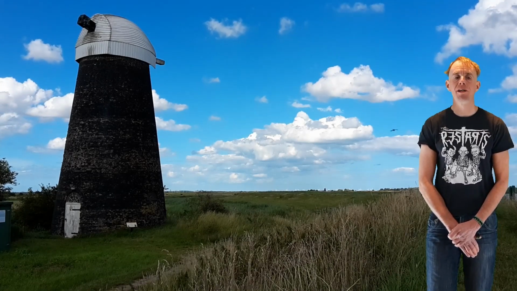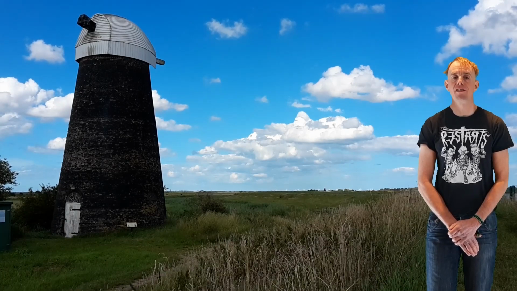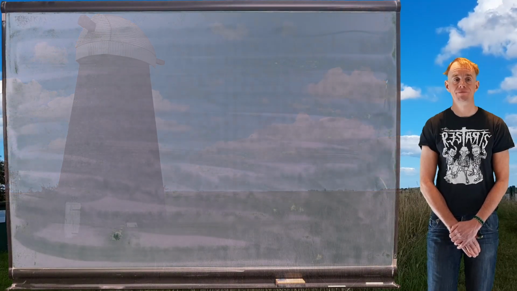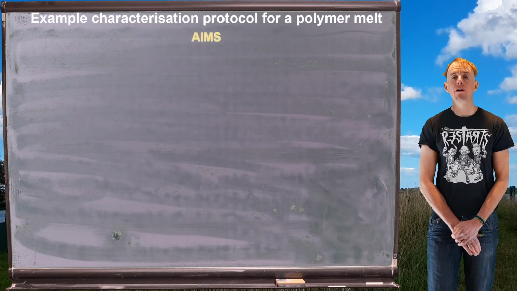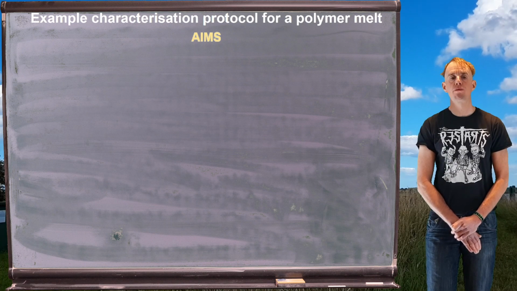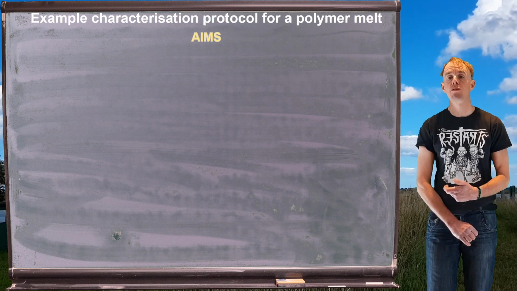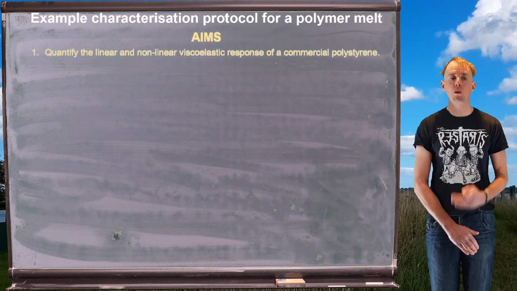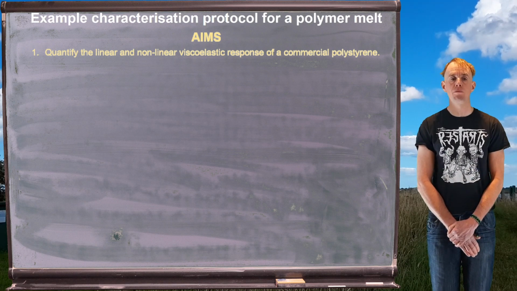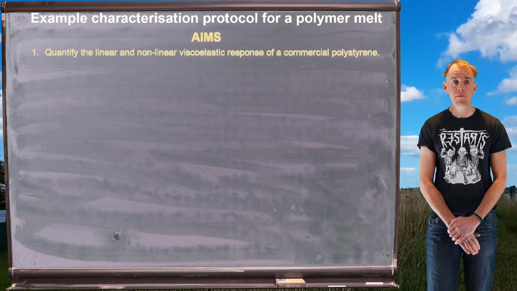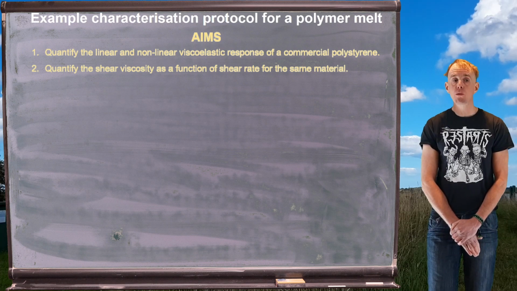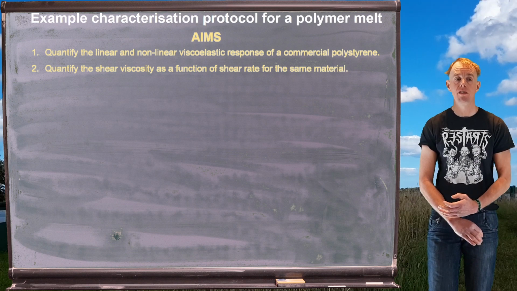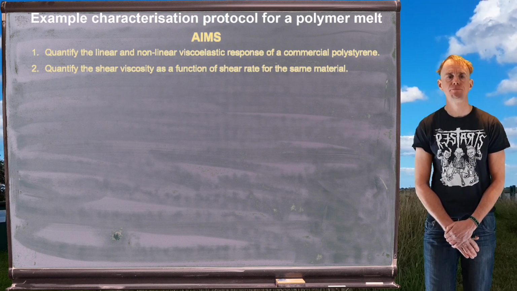So let's start by examining why we might want to do this kind of characterization in the first place and see what uses we can put the resulting data to. Now, if we outline some aims to start with, we'll then talk through the uses and then some methods. So in terms of aims, first of all, we want to quantify the linear and non-linear viscoelastic response of a commercial polystyrene. Let's also say we'd like to quantify the shear viscosity as a function of shear rate for the same material, so we end up with apparent viscosity data.